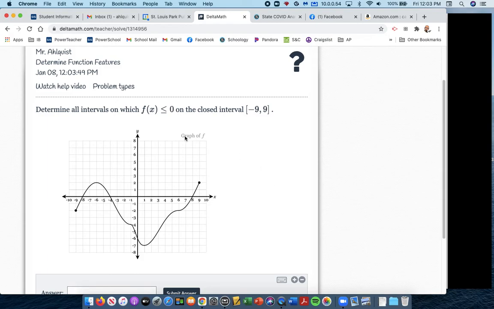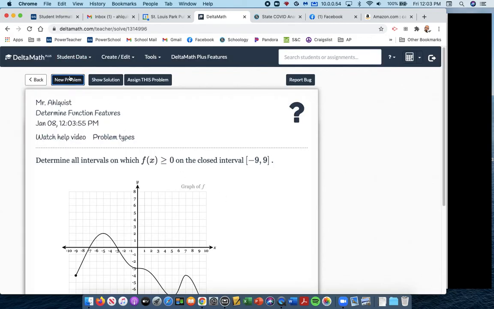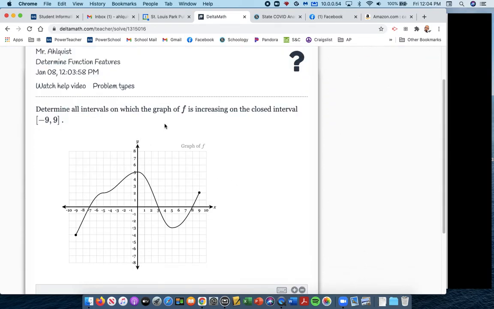Determine all the intervals. That one's not going to be helpful for today, so let me do a different one. Those are pretty easy. Determine all the intervals on which the graph of f is increasing. Now, f is increasing when it's going up. It's going up from -9 all the way to 5. Or sorry, all the way to 0.